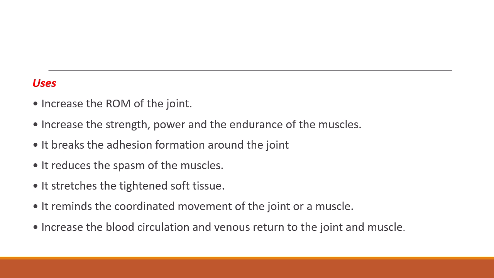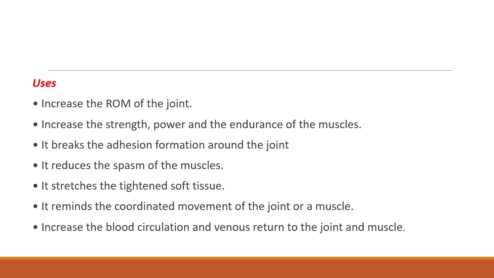When we do active and passive exercises, what are the uses? We get an increase in the range of motion of the joint, and an increase in the strength, power and endurance of the muscle. It breaks the adhesions formation around the joint. It reduces the spasm of the muscle. It strengthens and tightens the soft tissues. It retrains coordinated movement of the joint or the muscle. It increases the blood circulation and venous return to the joint and muscle.